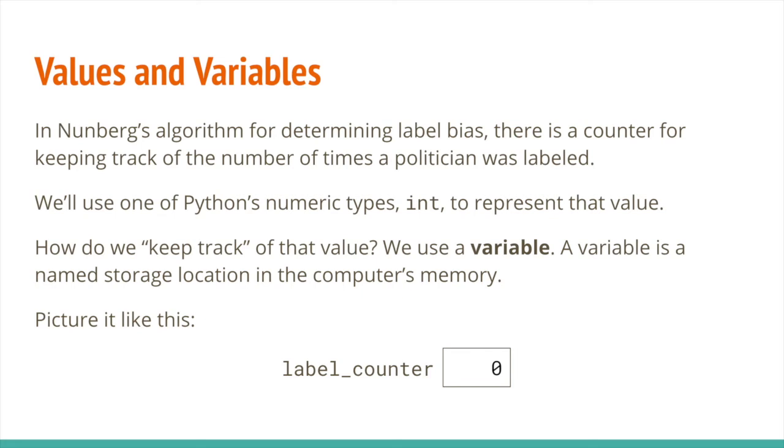represents whole numbers. How do we keep track of that value? We use a variable. A variable is a named storage location in the computer's memory. You can picture it like this. We have a picture of the storage location in the computer's memory, a little box. It has a value in it. In this case, that value is a number 0. And then that box has a name attached to it, the label counter.